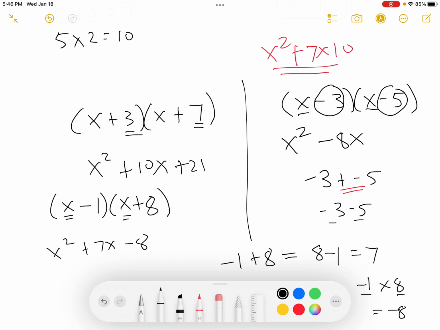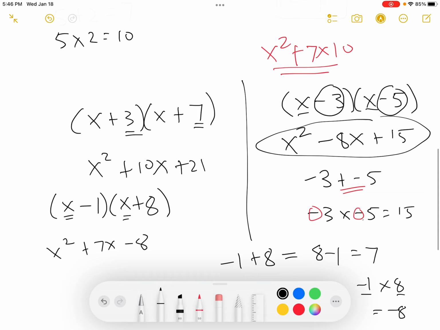Okay, and now we've got negative 3 times negative 5. Let me clear off some space here. Write that out here. Negative 3 times negative 5. Here we've got a negative times a negative. A negative times a negative is always going to be positive. And that's going to be 15.